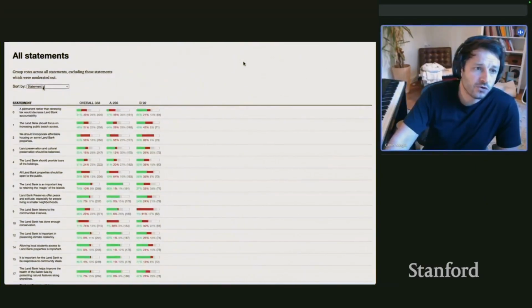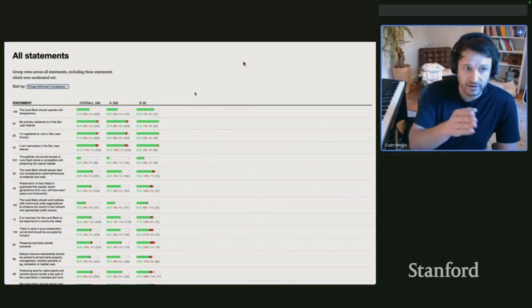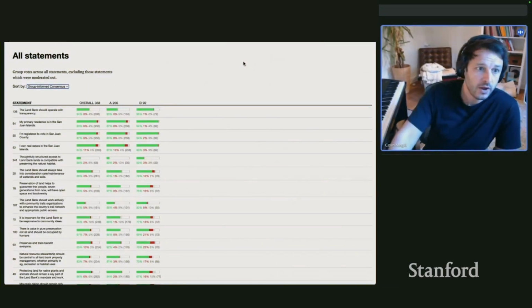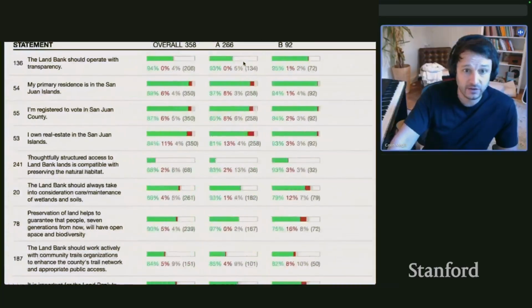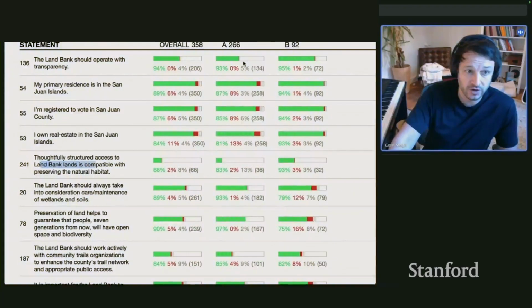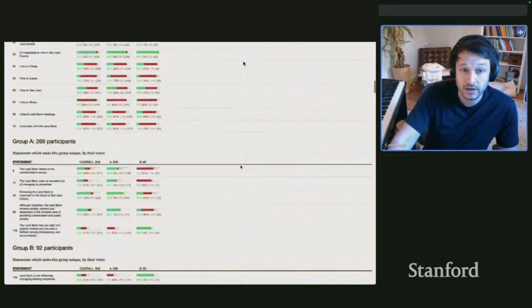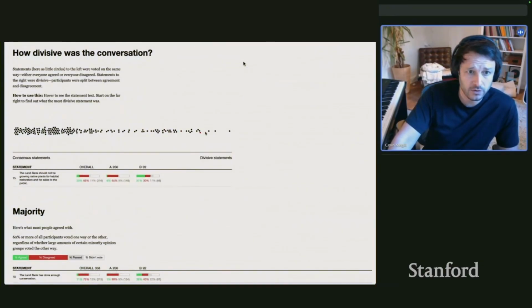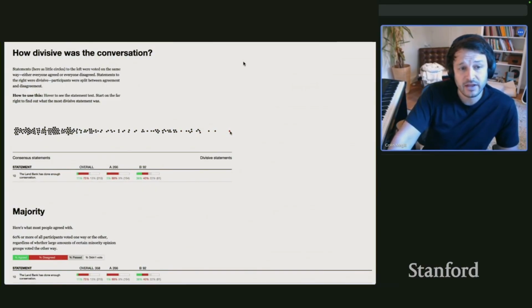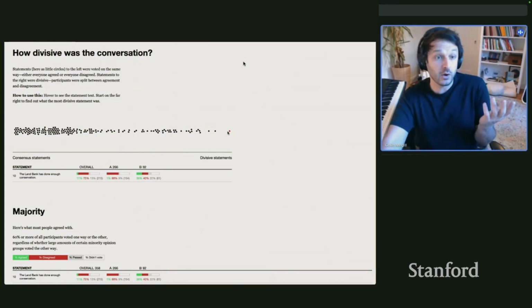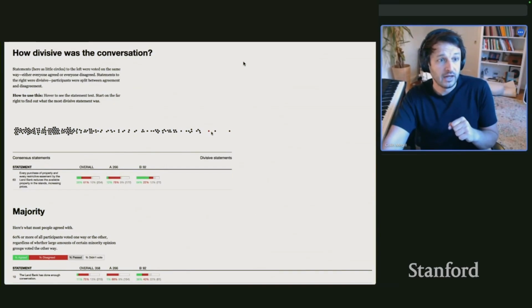If we sort by, for instance, the metric of what people agreed with across groups, people agreed very strongly between groups that having access to the land that's conserved by the public institution is compatible with preserving the natural habitat. We don't need to ban people from visiting, and that's not an issue under consideration. That's not what we're discussing. There were things that were really controversial in the conversation. I'll go up here and use the PCA view. Things that had more loading on the PCA are out to the right, and the question about whether it should keep going was controversial.